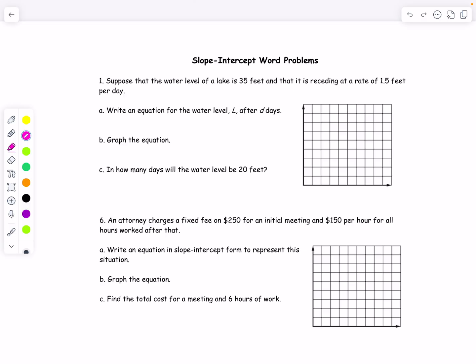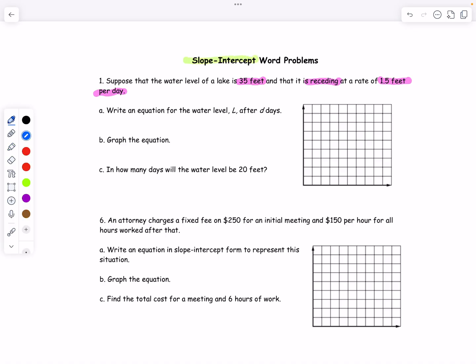So we have question 1, which says that suppose the water level of a lake is 35 feet, and that is receding at a rate of 1.5 feet per day. And it says write an equation for the water level, L, after D days. Okay, so these are all slope intercept form, right?